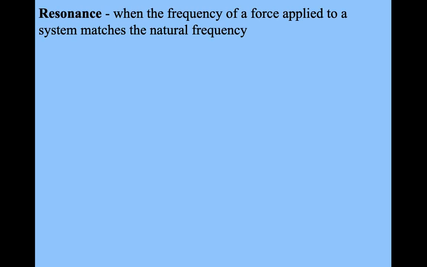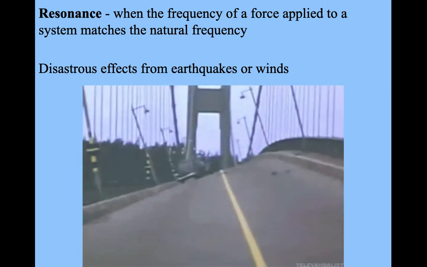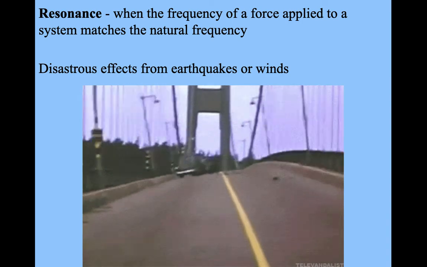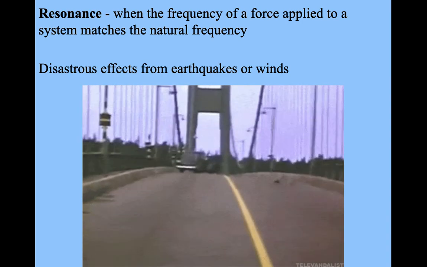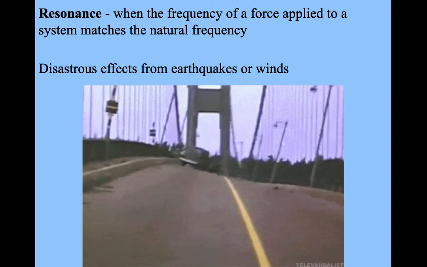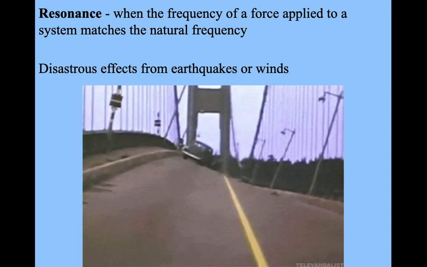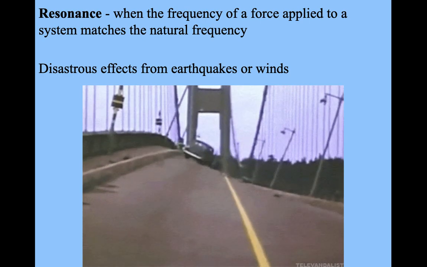Now you can also magnify or amplify the natural frequency with resonance. With resonance, you get a force that matches the natural frequency. If the force matches the natural frequency, I then get greater amplitude. So this could be a bad thing because of earthquakes. This is the Tacoma Narrows Bridge in Washington, and there were winds that were matching the natural frequency of the bridge. So I got tremendous swaying on the bridge.